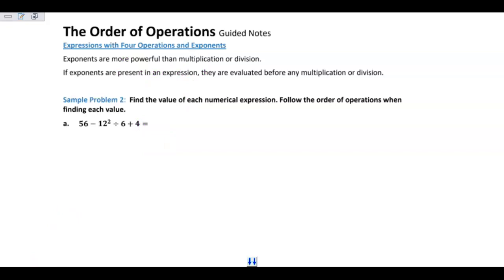Sometimes we have expressions with 4 operations and exponents. The thing to remember about exponents is that the exponent tells you how many times the base, which is the a, is being multiplied. So a squared is the same thing as a times a. There are 2 a's being multiplied. If I had z to the 3rd power, I would have 1, 2, 3 z's being multiplied.